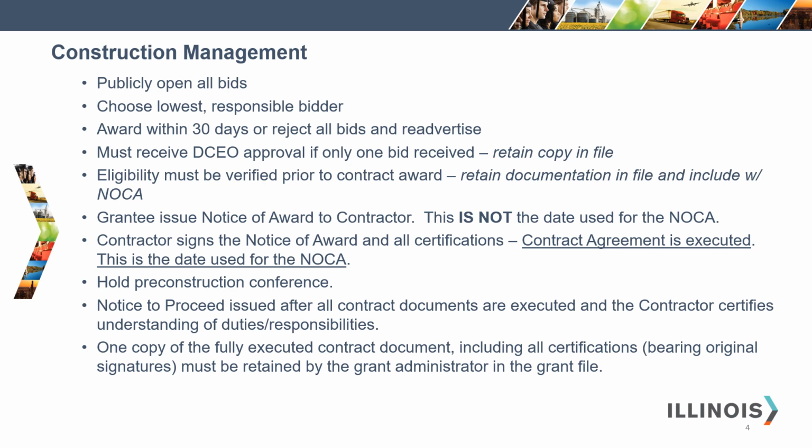The notice to proceed is issued after all contract documents are executed and the contractor certifies understanding of duties and responsibilities. One copy of the fully executed contract document, including all certifications bearing original signatures, must be retained by the grant administrator in the CDBG grant file.